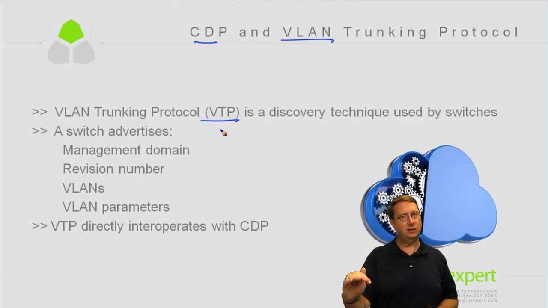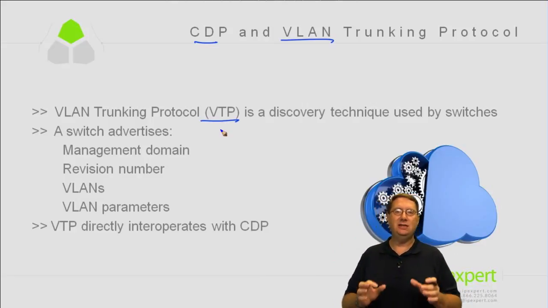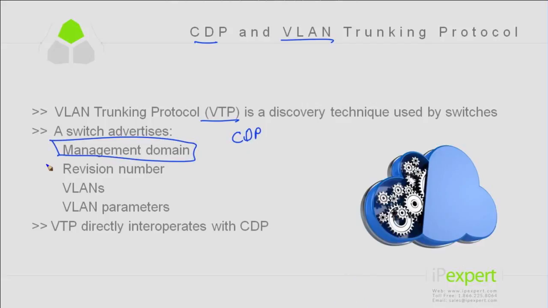Now, I just want to scratch the surface on this. What I want everyone to understand right now is that the VTP domain information is exchanged via CDP. So this management domain, the VLAN domain, or the VTP domain, is actually communicated inside of my CDP messages. And we'll see that when we look at the configuration.